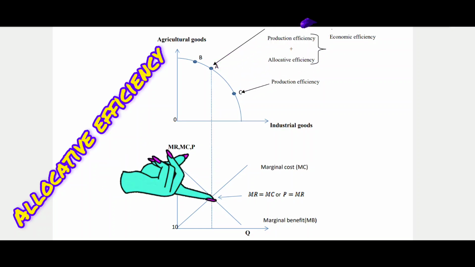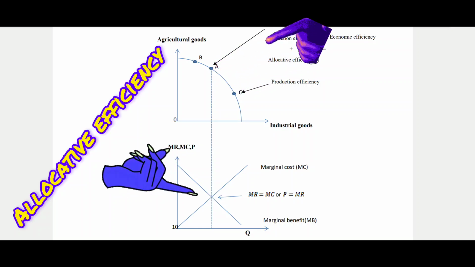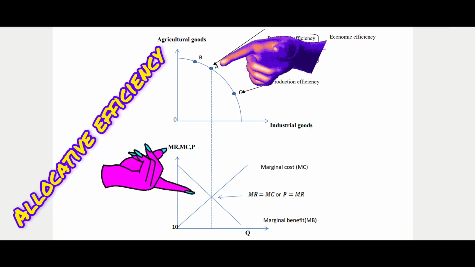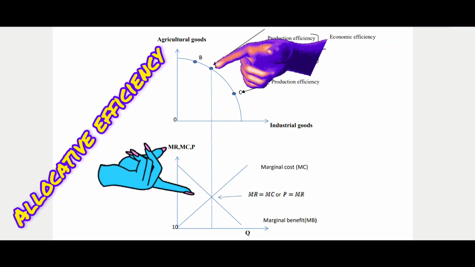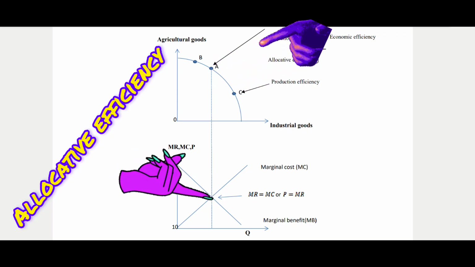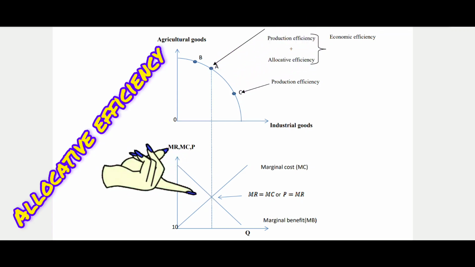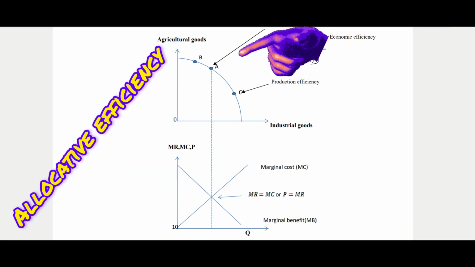Marginal benefit is the gain from consuming one more unit of a good. It is the maximum price a consumer is willing to pay for that good. Therefore, marginal benefit equals price. Marginal cost is the extra cost incurred by producing one more unit of a good.